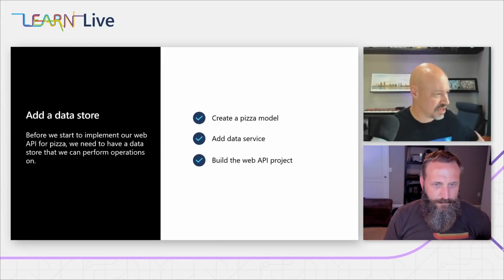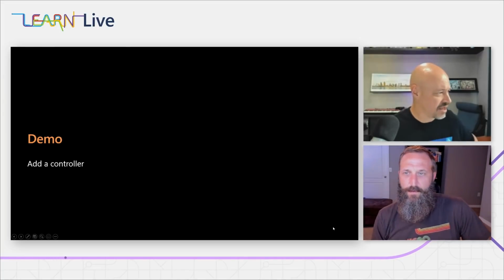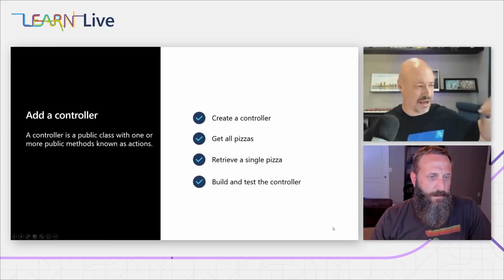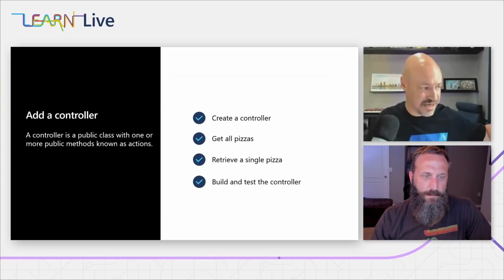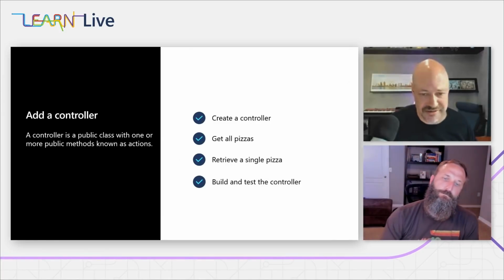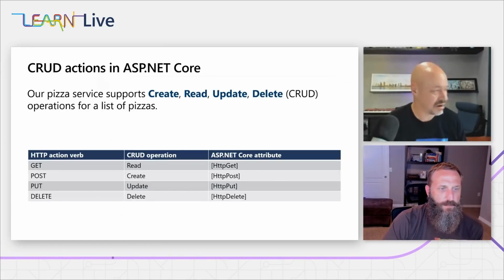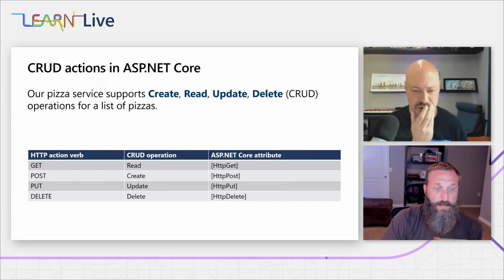Let me see. Create a pizza model, build the web API. Yeah, we did all that. So now I add the controller, and at this point, we are only doing the get of a single pizza. Now we're going to talk through some CRUD stuff, and then we'll actually build that out. Okay. I'm going to try and work through these CRUD operations. I think we can go pretty quick through this.